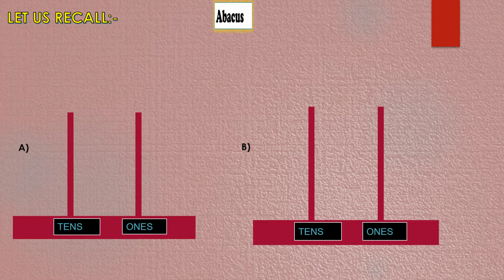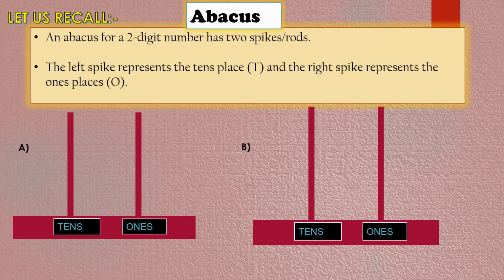Let us recall abacus. An abacus for a two-digit number has two spikes or rods. The left spike represents the tens place and the right spike represents the ones place. Let us see a few examples. A part. Here we have an abacus. Let us put some beads in the tens rod.